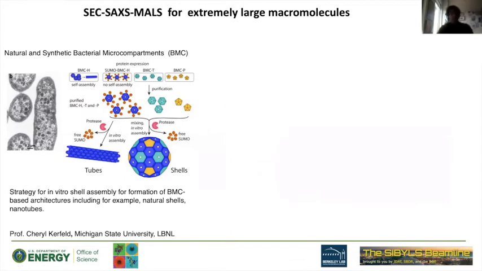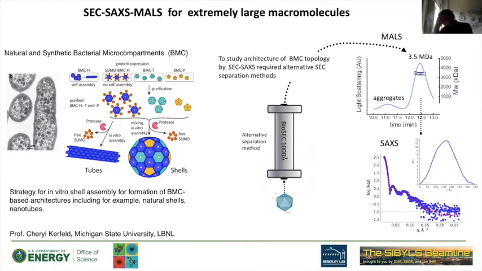We also allow users to send their own columns. We have cases where our column, the biggest one we use, is the 804 Shodex. That is good for about 1.2, 1.3 megadalton particles. That's maybe too small for you if you have a really large particle. We're working with Carolfeld on some ideas about large assemblies like synthetic bacterial microcompartments. Those are 3, 4, 5, even 10 megadaltons in size.